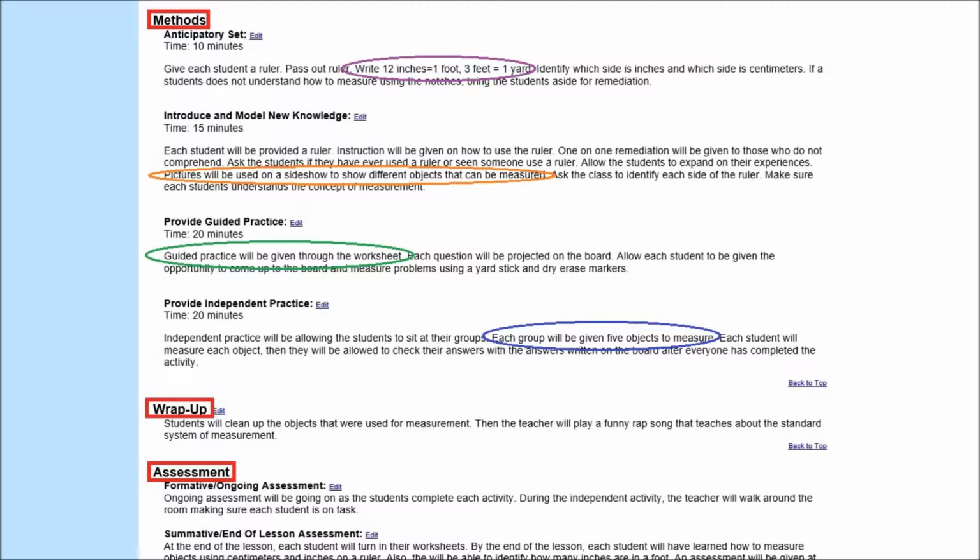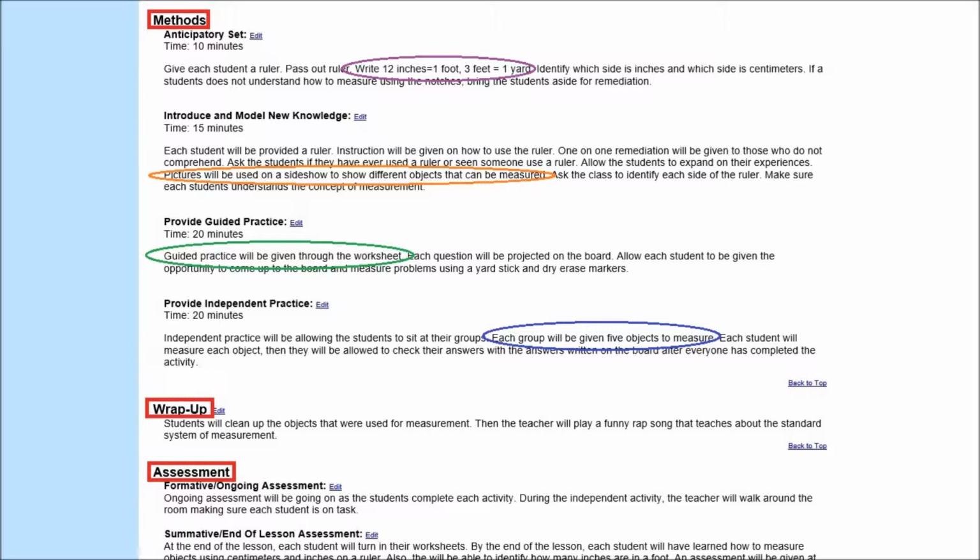First, you will introduce the lesson. Instruction shall be given on how to use the ruler. Be sure to ask the students if they have ever used a ruler. Then expound on that by asking them if they've ever seen someone use a ruler. Allow the students time to expand on their experiences.